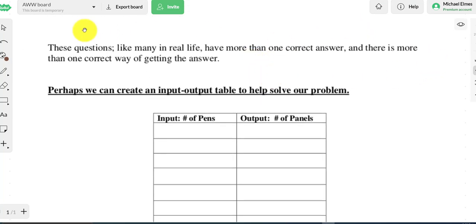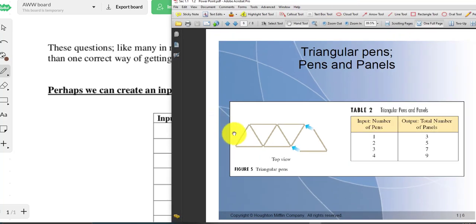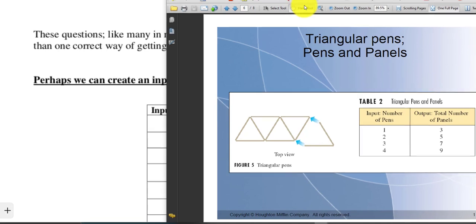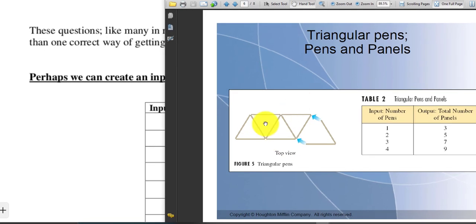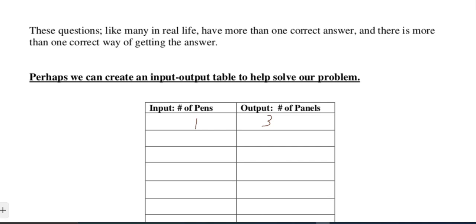So if I have 1 pen for 1 horse using the triangle design, I need 3 panels. Let me show you. If I have just 1 horse here, I would need 1, 2, 3 panels. But if I had 2 horses, I would need 1, 2, 3, 4, 5 panels. So let's write that down: 2 horses would be 5 panels.